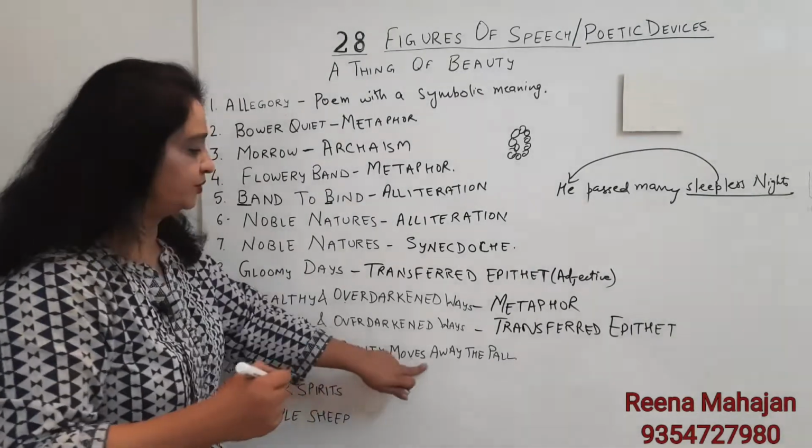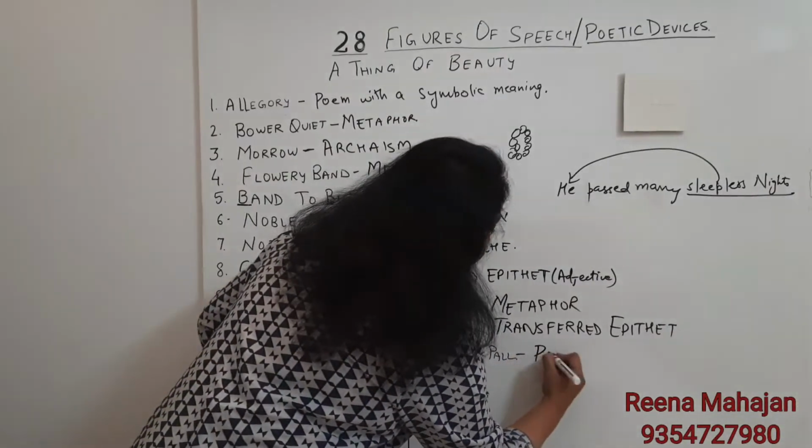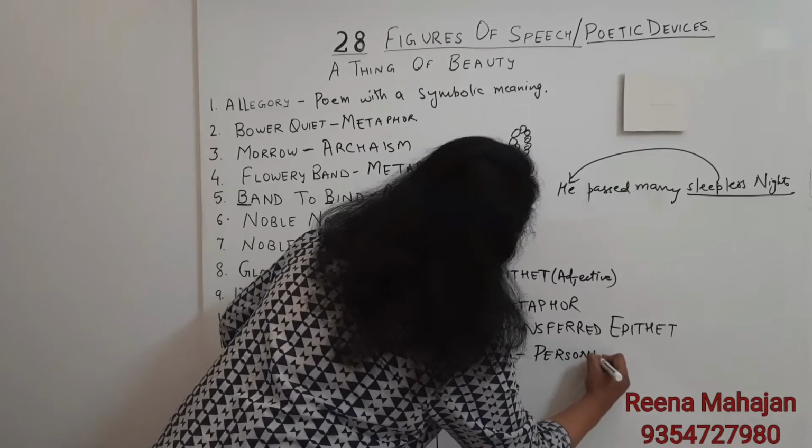Next is: some shape of beauty removes away the pall. This is personification here.